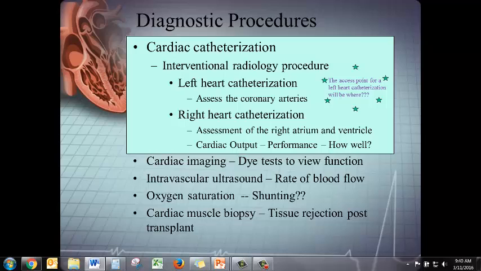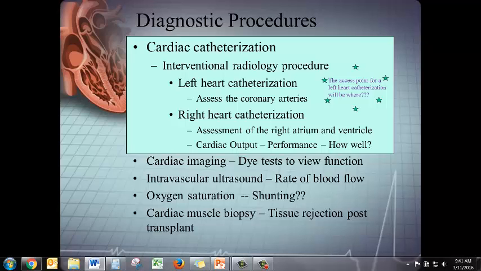We remember that deoxygenated blood is in the right heart and oxygenated blood is in the left heart. But what does it mean if we find deoxygenated blood in the left heart? It means there's shunting going on somewhere, a hole or an anomaly in which right heart blood is getting into the left side of the heart without first going through the lungs.